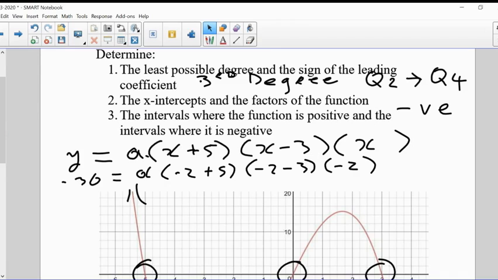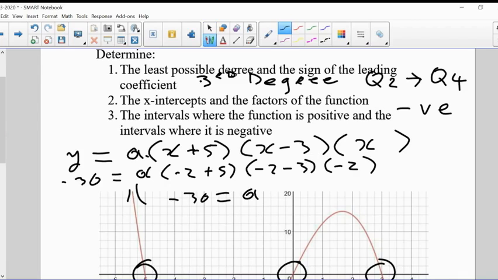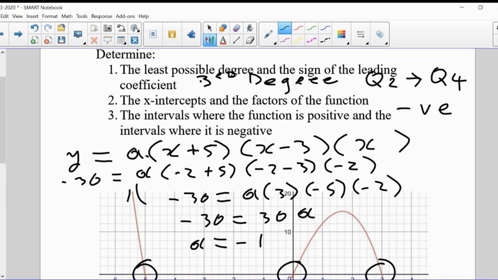So minus 30 is equal to the A times, this looks like 3, this looks like minus 5, and this is still minus 2. So 5 times 3 is minus 15. 3 times minus 5 is minus 15, minus 15 times minus 2 is 30. So minus 30 is equal to 30A. So therefore, I know this is looking crowded, A is equal to minus 1.